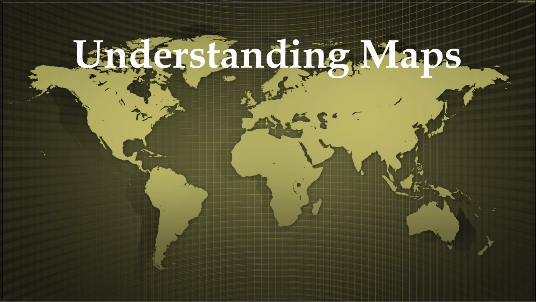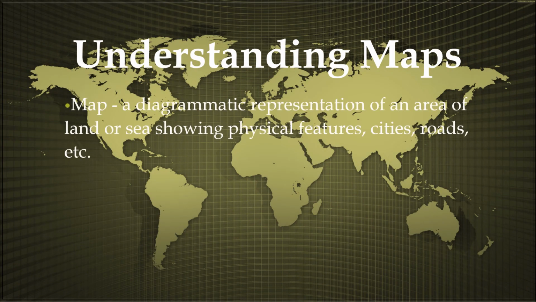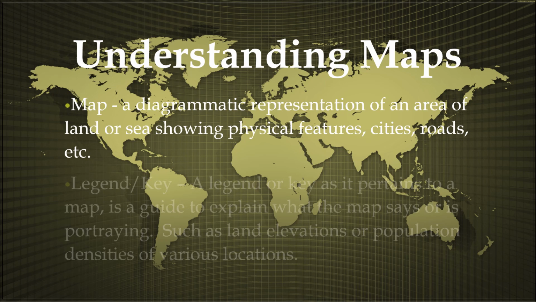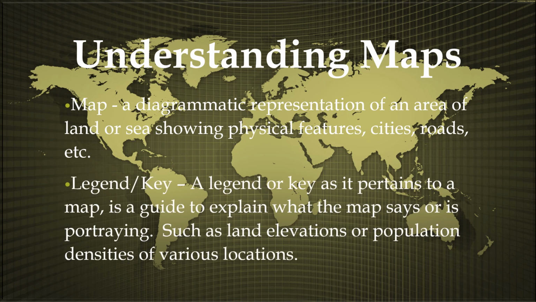Some of the basics about understanding maps. A map is a diagrammatic representation of an area of land or sea showing physical features, cities, roads, etc. Basically, whatever needs to be created by the cartographer, which is a map maker, is what is going to show up on the map. Now, a legend or a key is often found on maps as well. And as it pertains to a map, a legend or a key is a guide to explain what that map says or is portraying, such as land elevations, population densities, or other various details for different locations.